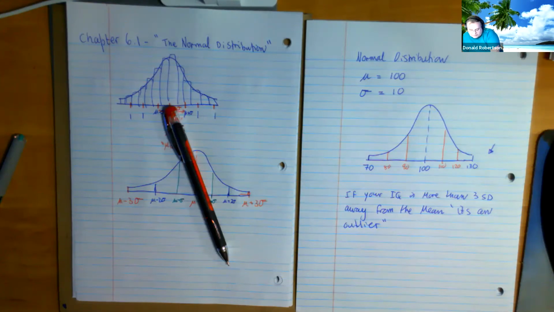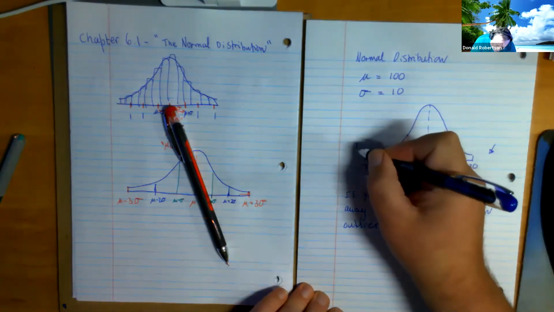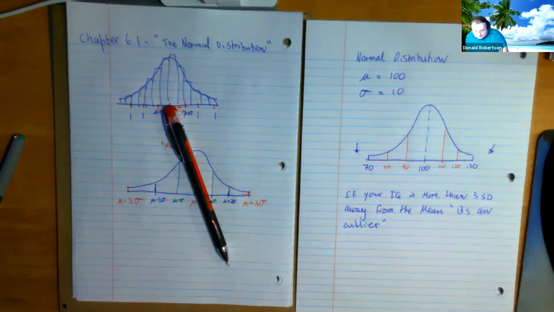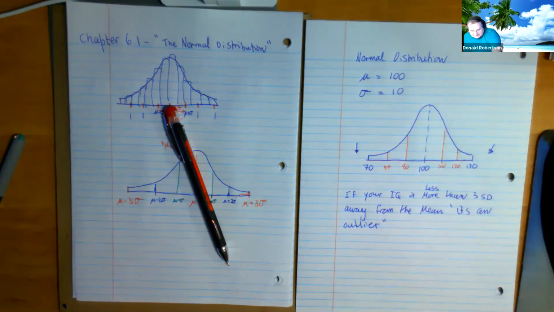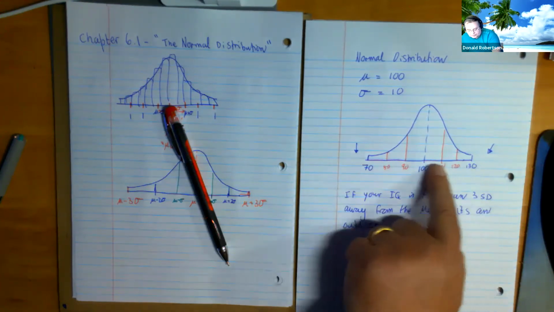So if you have an IQ that's more than 3 standard deviations away from the mean, that's an outlier. Now, unfortunately, for some people, couldn't your IQ also be less than 3 standard deviations away from the mean? And they are also considered an outlier. So the vast majority of the human population live somewhere in that range.